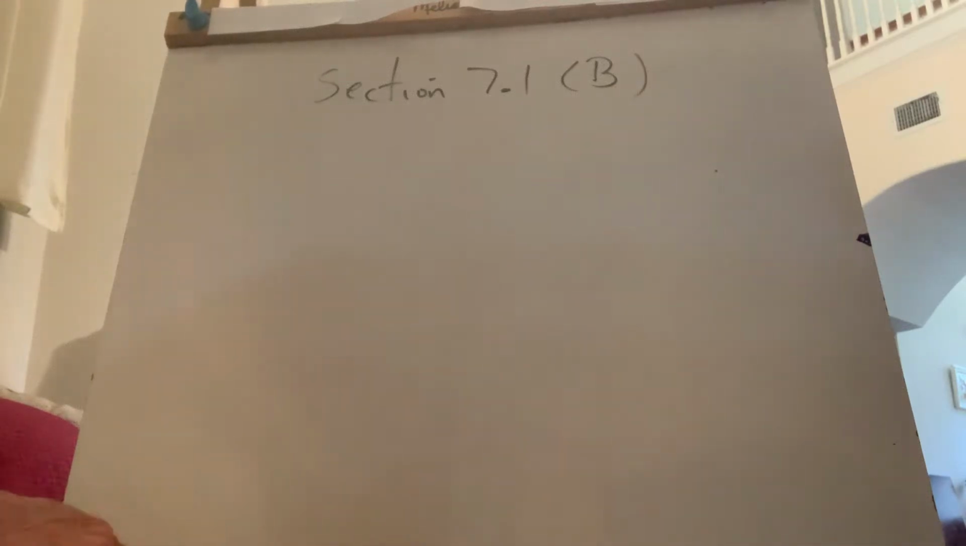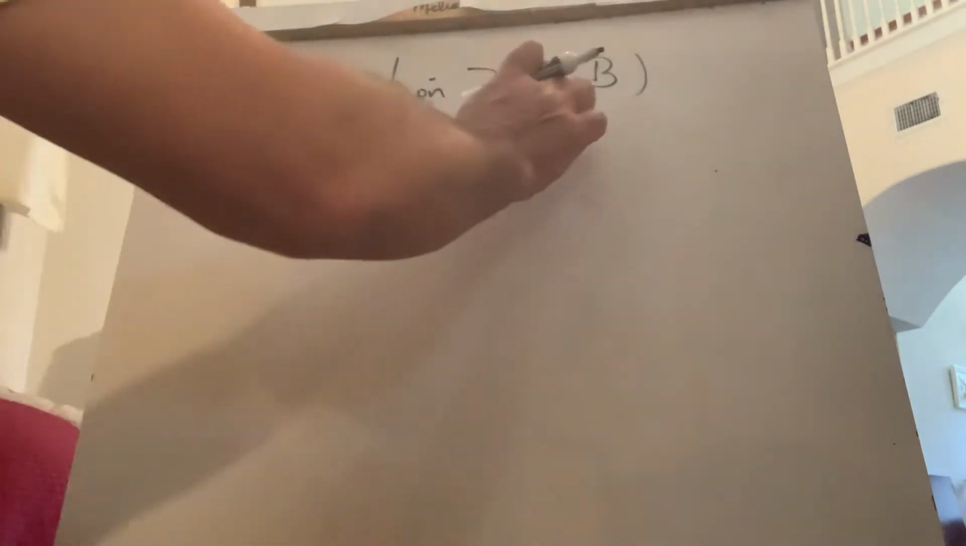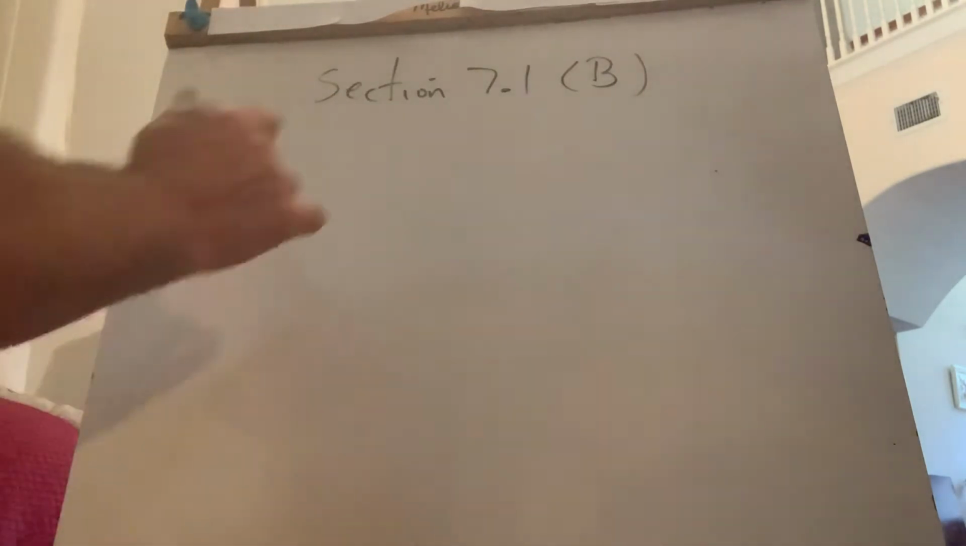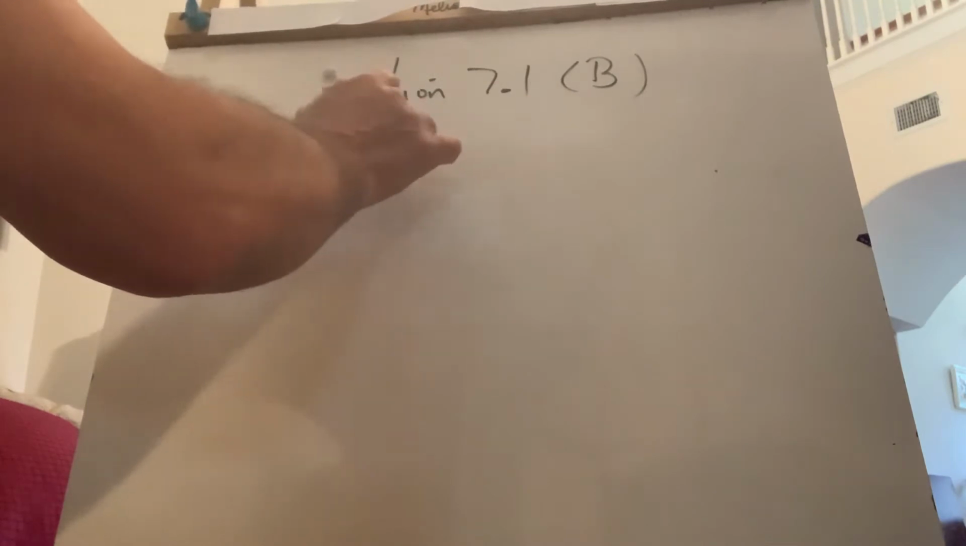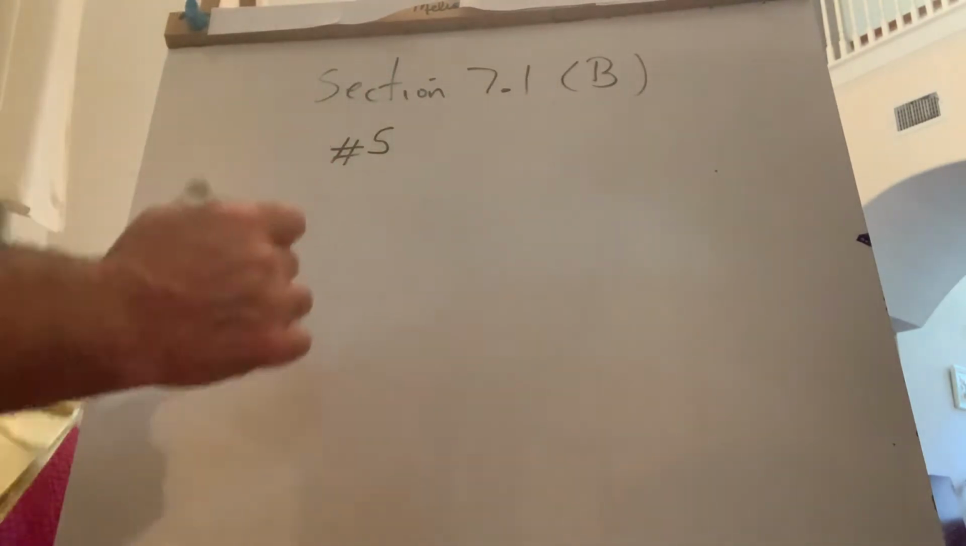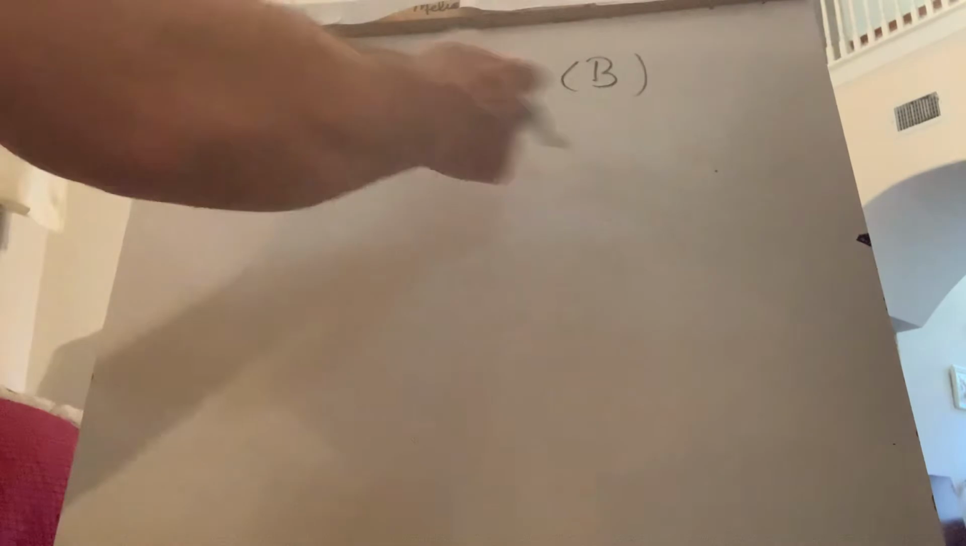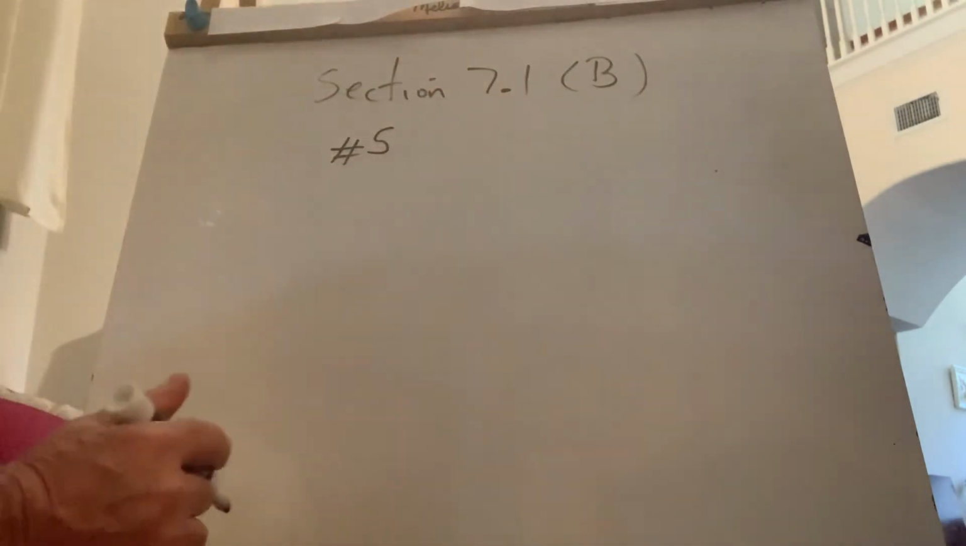Hi guys, I'm going to do a couple more problems from section 7.1, assessment B. The first one is number 5, which is three parts. I'm going to do parts A and B. Part C is actually very similar to A, except it's going to be a negative number.